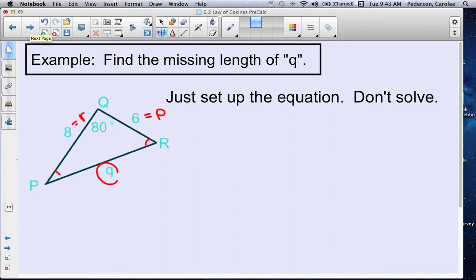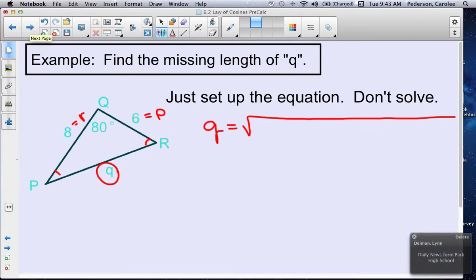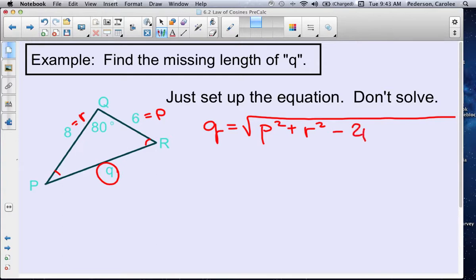If we want to find out what is q, you guys help me set up the equation. q equals the square root of, what's going to go in that radical? p squared plus r squared minus 2pr cosine of what angle? The side we're working with, q. And then you could substitute all the pieces in and find what length q is. So be comfortable without just having them be a, b, and c.